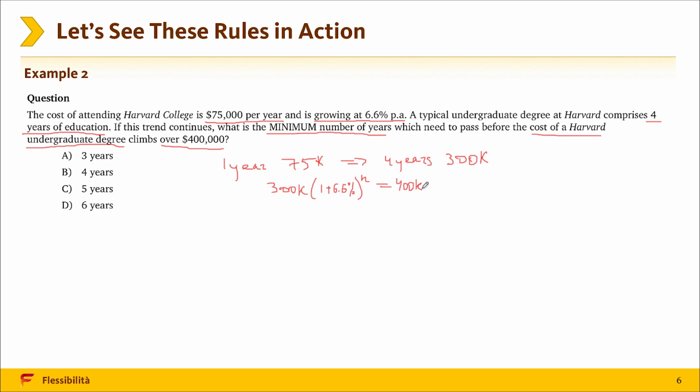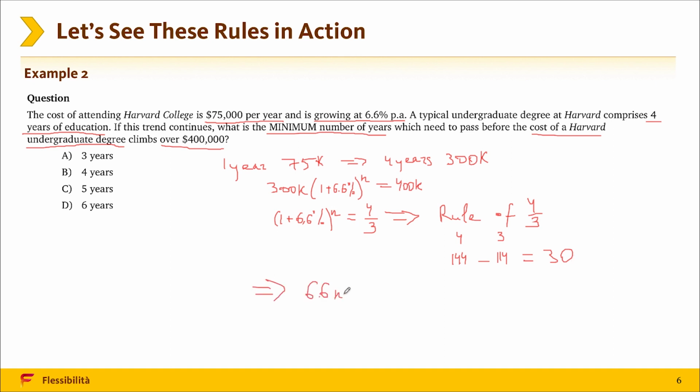$400k. Let us simplify it a bit. And we see that this is a great opportunity for the rule of 4/3. Let's make it up. The rule of multiplication by 4, the anchor number is 144. Rule of multiplication by 3, the anchor number is 114. And then our anchor number here is the difference of these numbers and is number 30. So our newly derived rule of 30 tells us that 6.6n should roughly equal 30 and that n is about 4.5. And then our answer is C.